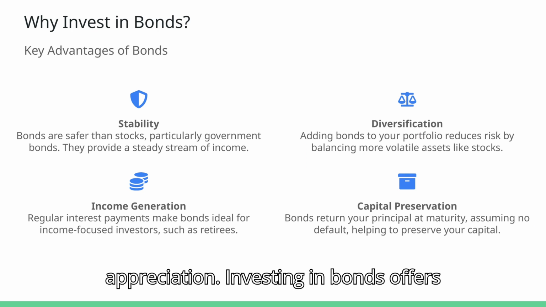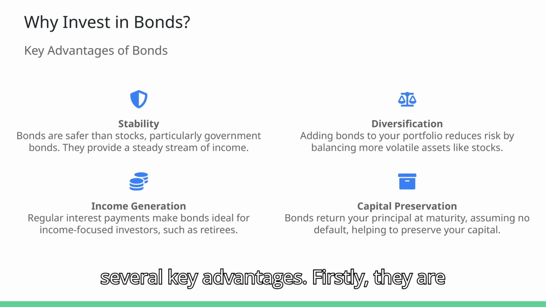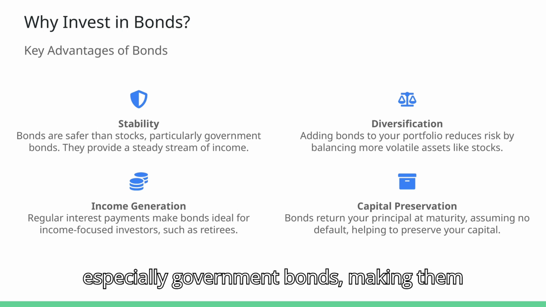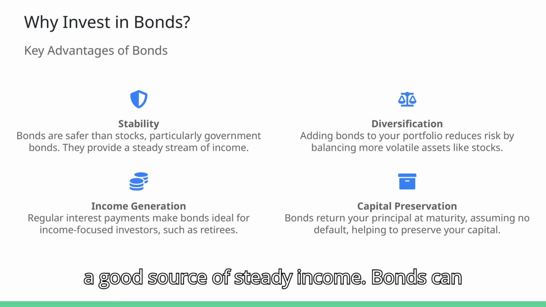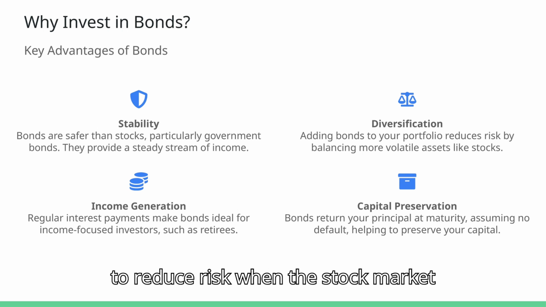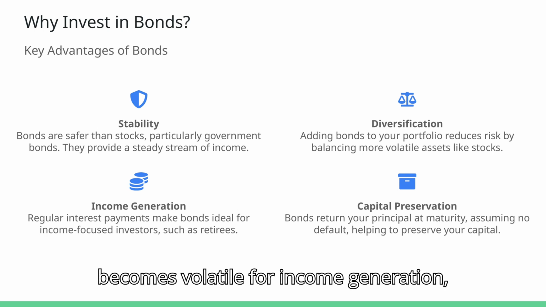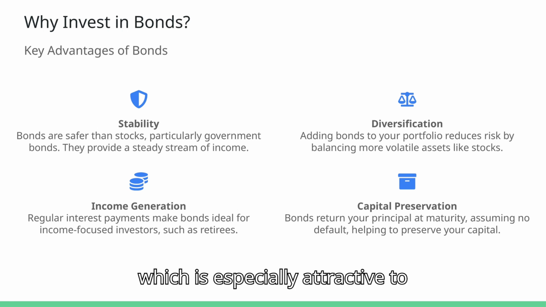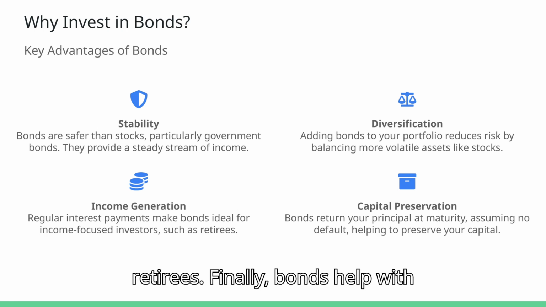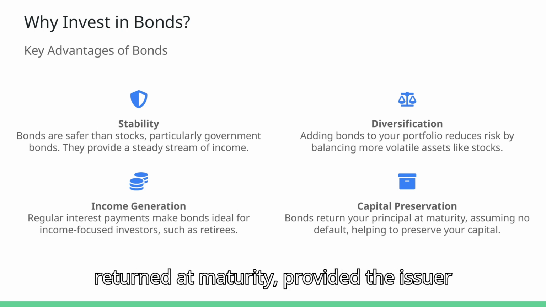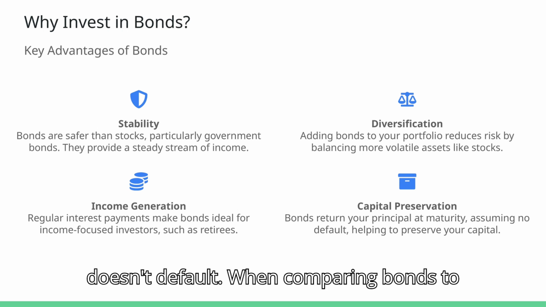Investing in bonds offers several key advantages. Firstly, they are generally more stable than stocks, especially government bonds, making them a good source of steady income. Bonds can diversify your portfolio, offering a way to reduce risk when the stock market becomes volatile. For income generation, bonds offer regular interest payments, which is especially attractive to retirees. Finally, bonds help with capital preservation as your principal is returned at maturity, provided the issuer doesn't default.